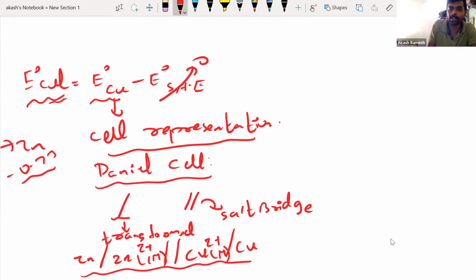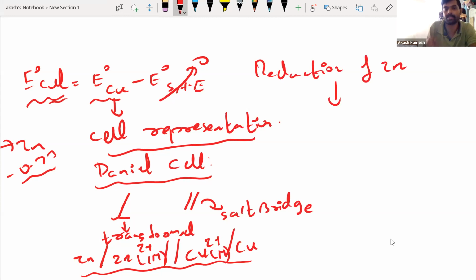Say I want to tell you the reduction potential of zinc. Now, how do I represent it? You will represent it like this. Please understand, I know zinc will undergo oxidation, but since we are talking about reduction potential, we always write E naught Zn2+ bar Zn. This is how we write, because Zn2+ bar Zn is only reduction. Since we are talking about reduction potential, this is how we write.